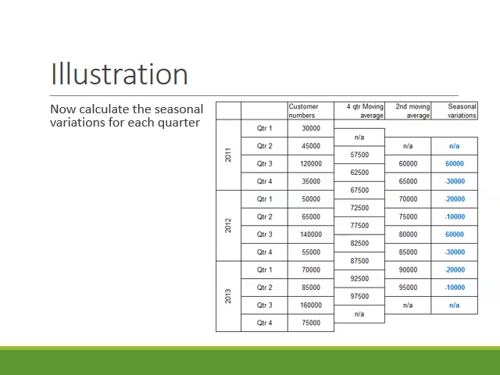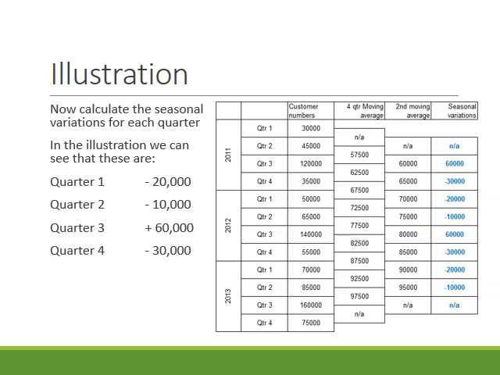And I can calculate the other seasonal variations for this data as well. So for quarter 1 I have a seasonal variation of minus 20,000, for quarter 2 minus 10,000, quarter 3 plus 60,000, and quarter 4 minus 30,000. I now have both the trend and the seasonal variations, so I'm in a position where I can prepare forecasts based on the information that I have. And that's how we deal with situations where I have an even number of periods.